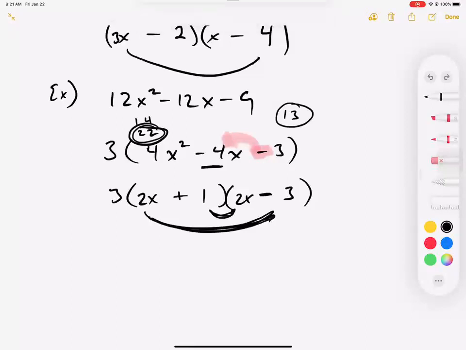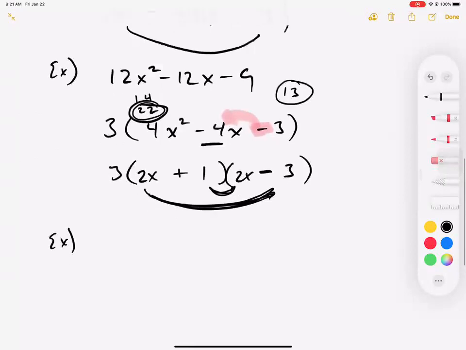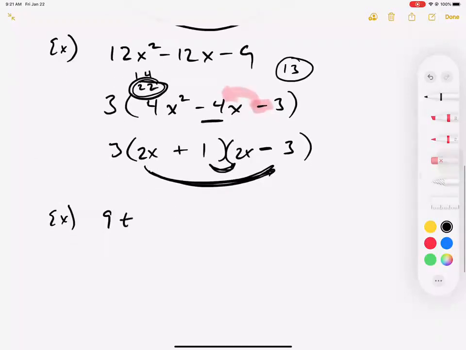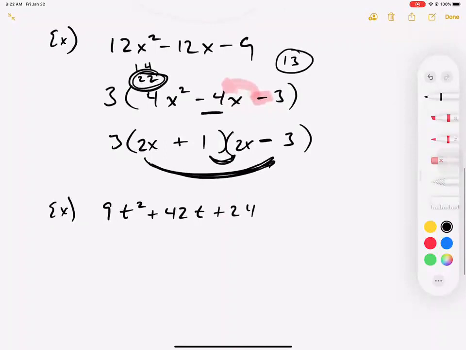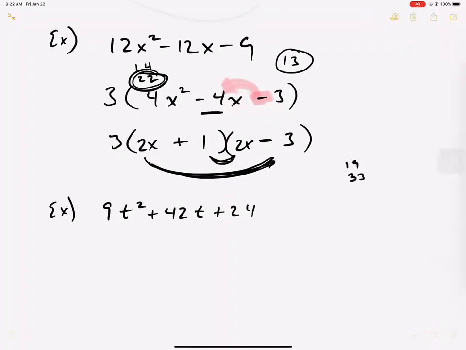Let's do one more. This one looks a little more difficult. 9t squared. I'm copying this one from IXL this time. Now these are huge numbers, okay? And if I want to write them all down, 9 would be 1, 9, and 3, 3, and 24 would be a lot more options. 1, 24, 2 and 12, 3 and 8, 4 and 6, right? That's a lot of options. But I could factor out one number to make this problem a little bit easier.